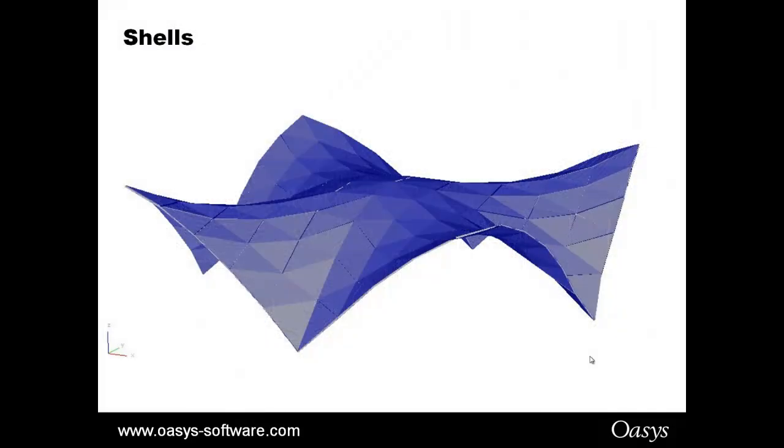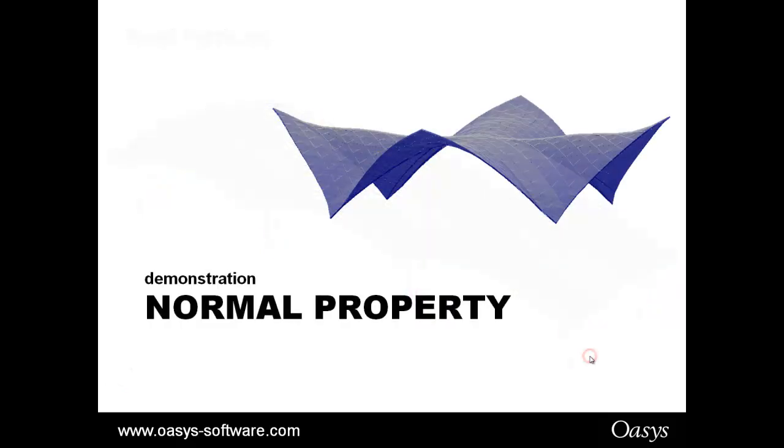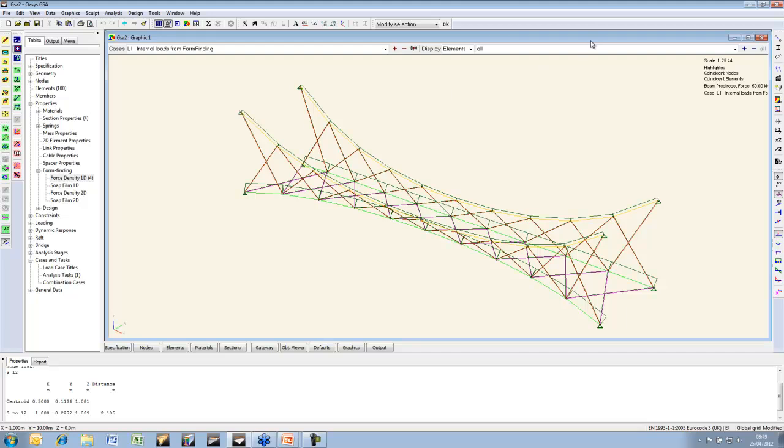So very good for shell type structures, which you can't create using the soap film or force density. Can you also use it for like roof trusses and so on. So it's quite a flexible method for producing very efficient structures. So let us have a look at that in action.